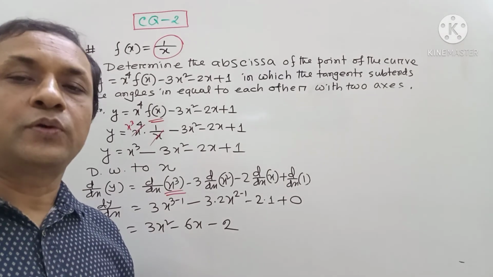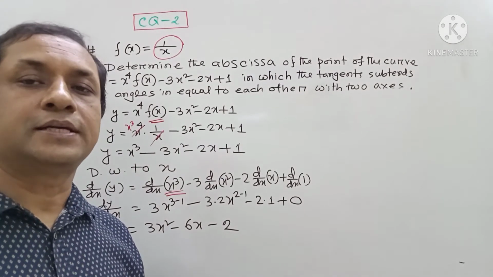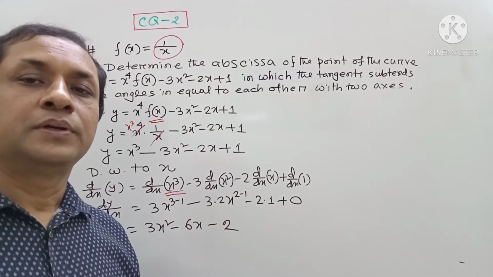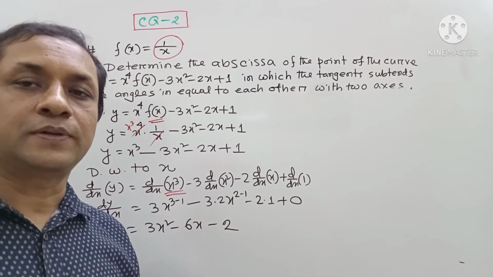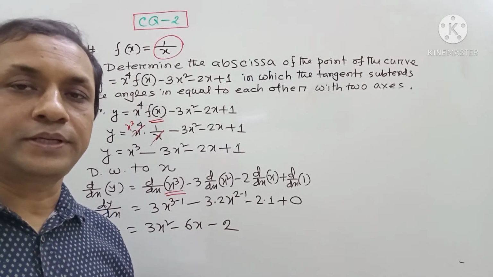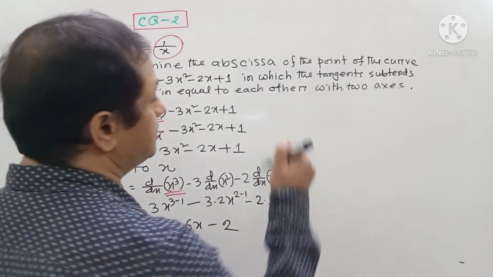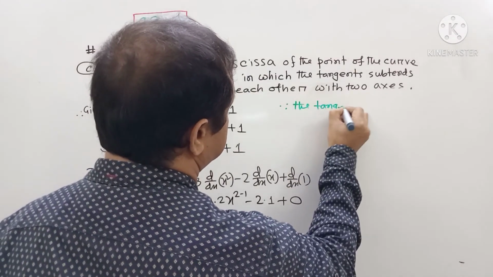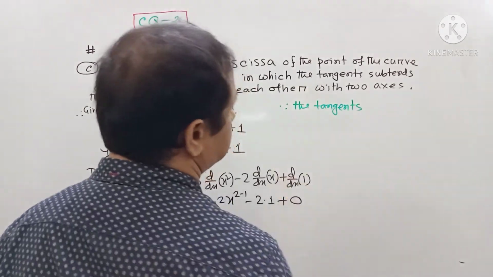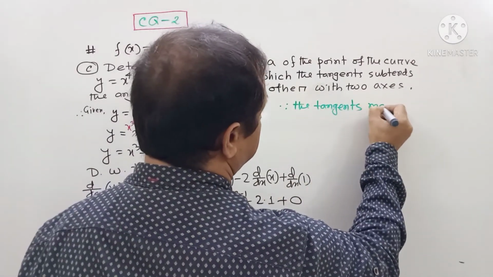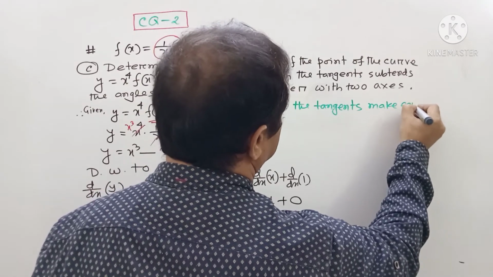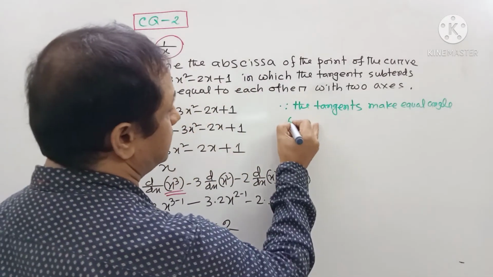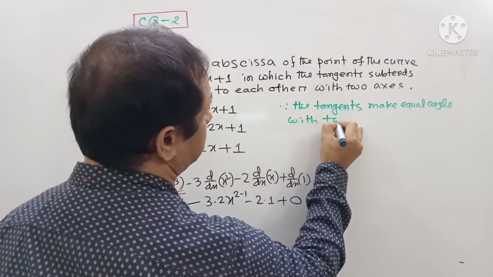Student, according to the question, since the tangents make equal angle with two axes, the slope will be dy dx equals plus minus tan 45 degree. So attention please student, since the tangents make equal angle with two axes.